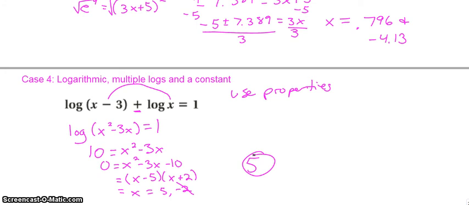So if you have multiple logs, just make sure that you combine them using your properties, and then you're kind of back to case 3 where you have a single log and a constant, and you're just rewriting and solving.